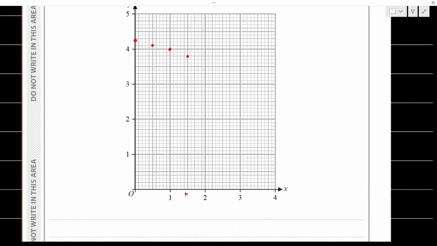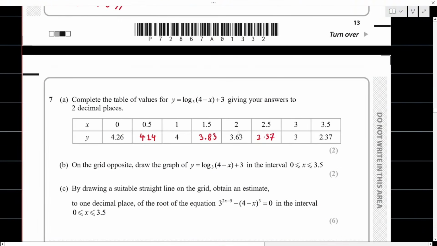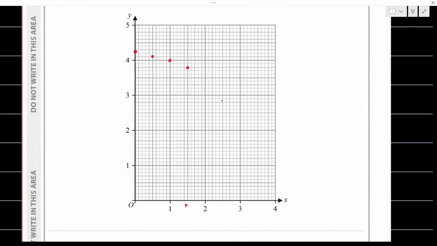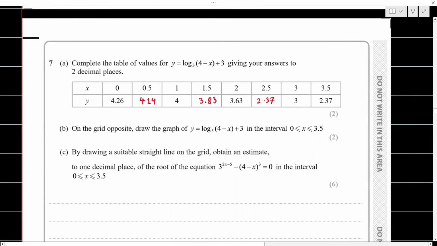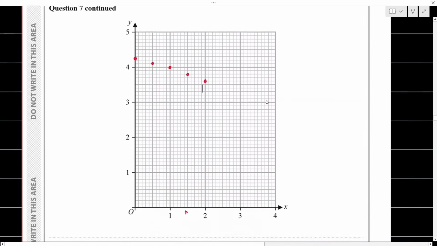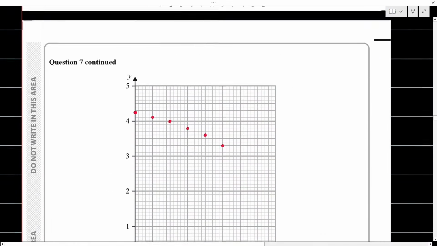So we can plot the point at 3.8. Then we have 2, 3.63, so we can plot the point at 3.6. And then we have 2.5, 3.37, so we can plot this point at 3.4.